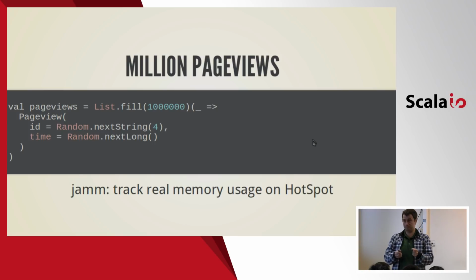We'll have 1 million page views, like this, just a list of 1 million items with a page view, but we'll use another tool called Java Agent for Memory Measurements. It's just a Java agent which can plug into the Java Instrumentation API, and you can feed a reference to an object, and it will traverse all the references from there and compute the real memory usage of your collection.